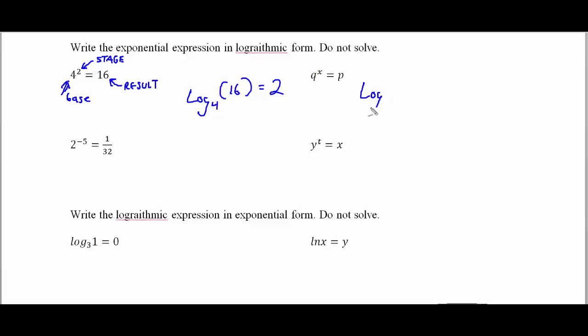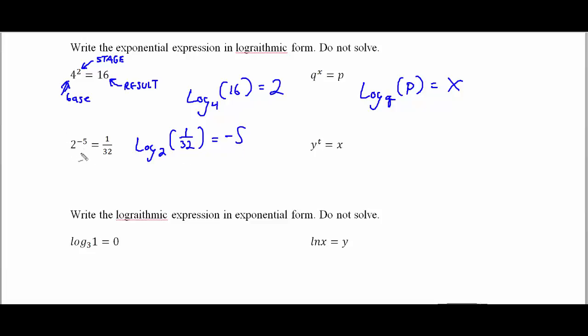So using abstract numbers here, we'd start with my base q, our result p, and set that equal to my stage x. In this situation, my base is 2, my result is 1 over 32, and my power here is going to be negative 5.